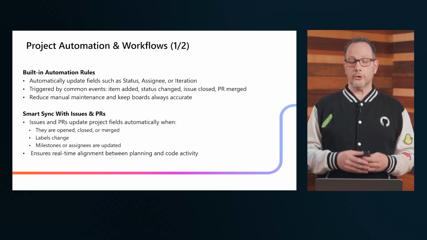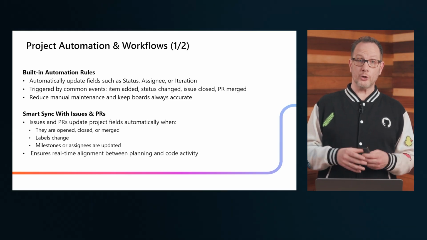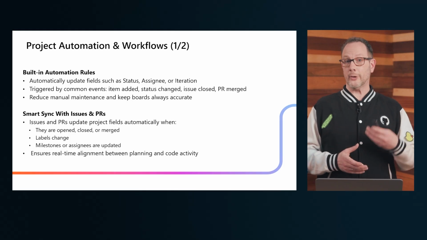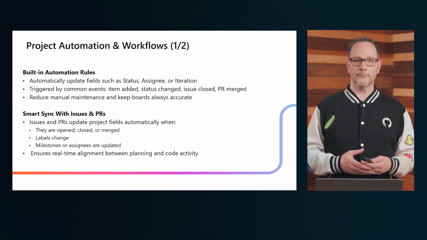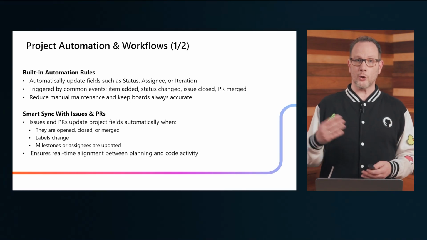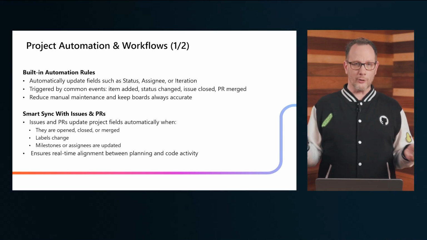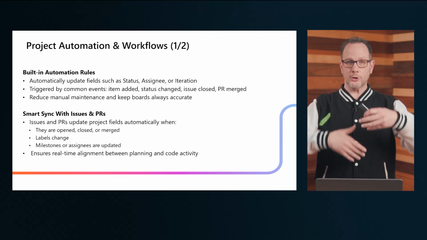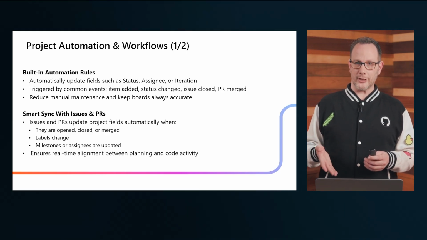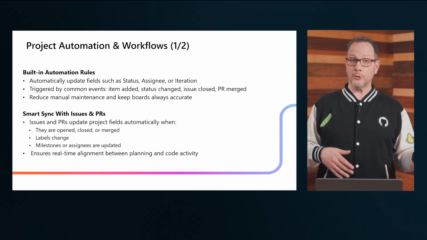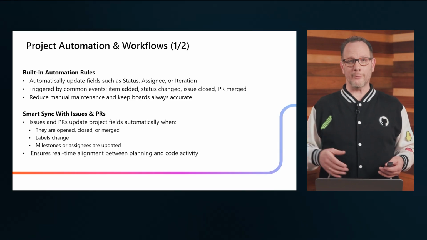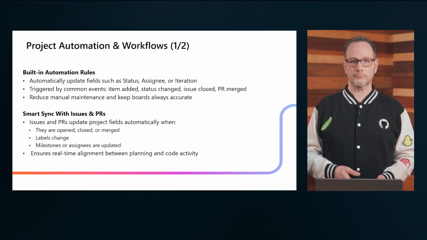These automations also ensure that your project reflects the real state of your codebase without requiring you to babysit it. Labels changing, milestones shifting, issues opening or closing. All of these events can feed into the rules you set up. The result is a project that stays accurate and up to date while you can focus on writing code, not micromanaging your tools.